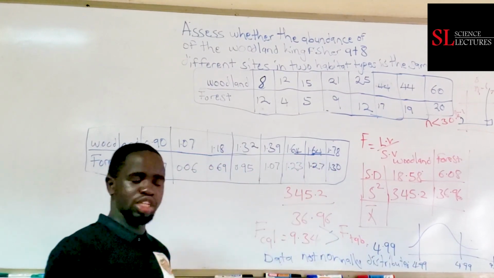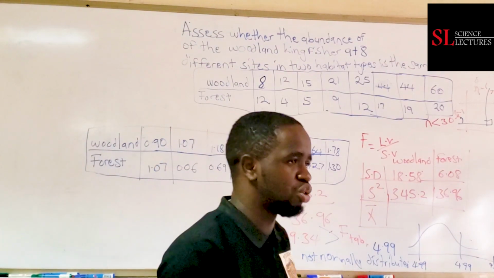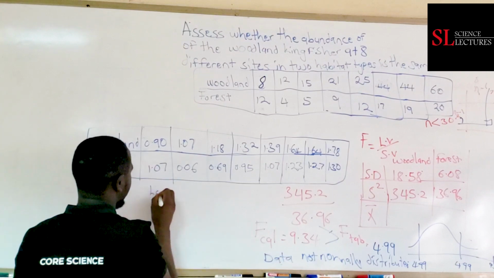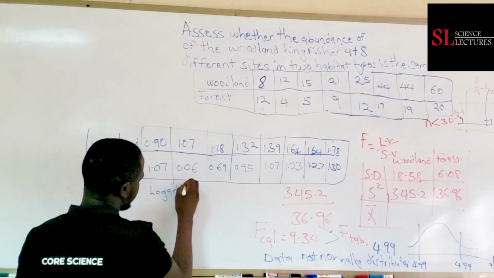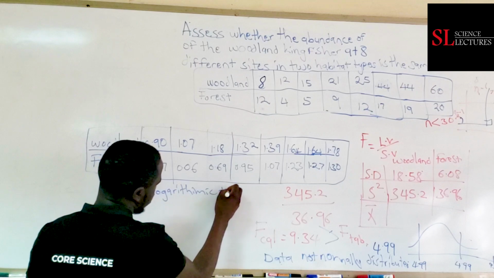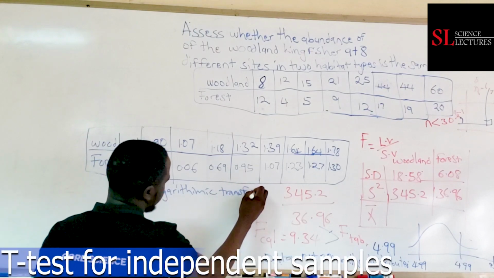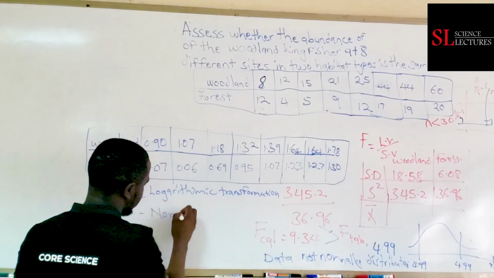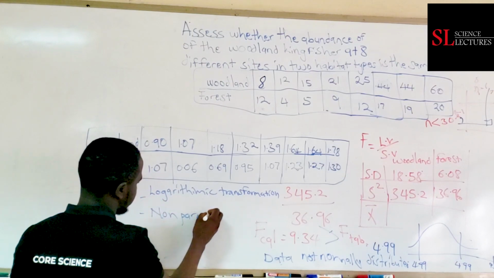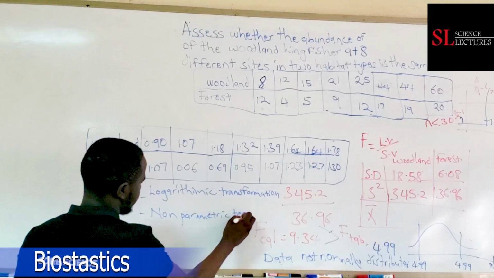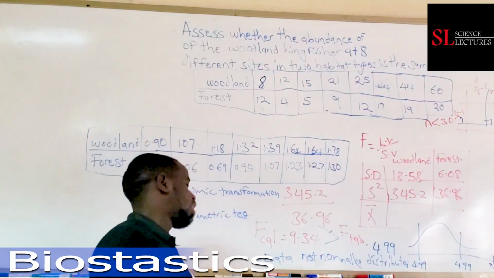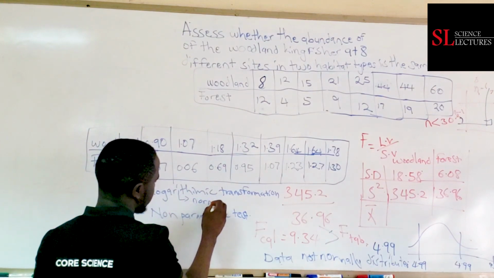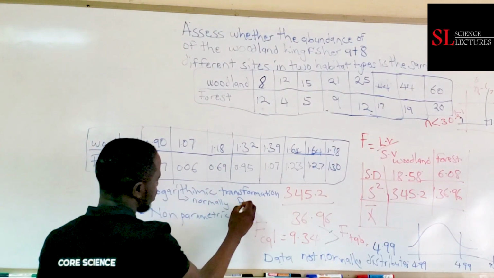So what happens in this case when you find out that data is not normally distributed? You have two options. You either transform the data in what they call logarithmic transformation, or you use a non-parametric test. But we said after the logarithmic transformation, the data will become normally distributed, and you can use a parametric test.